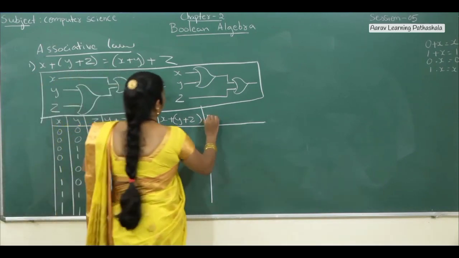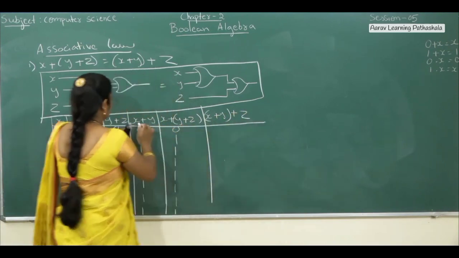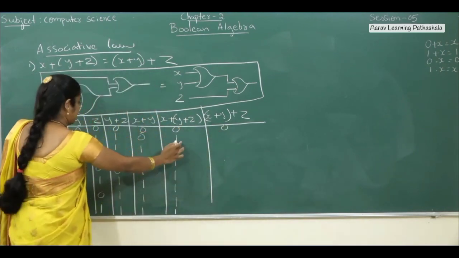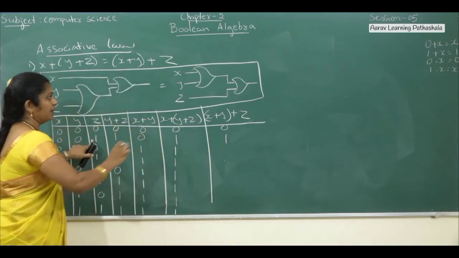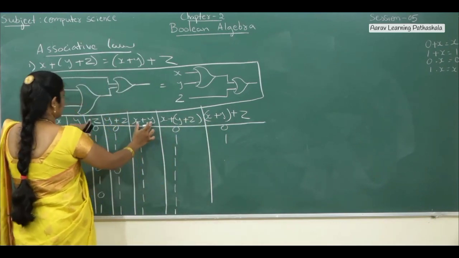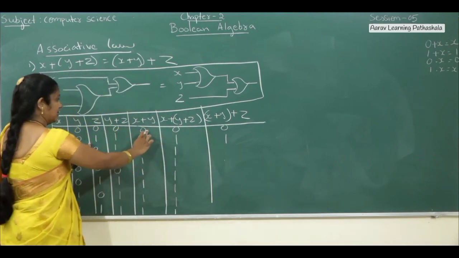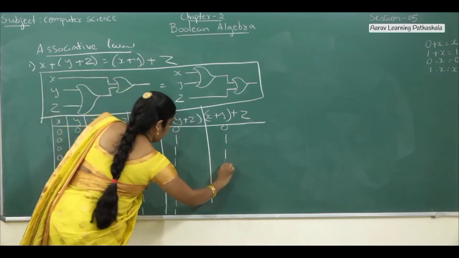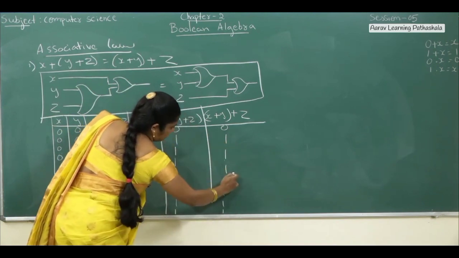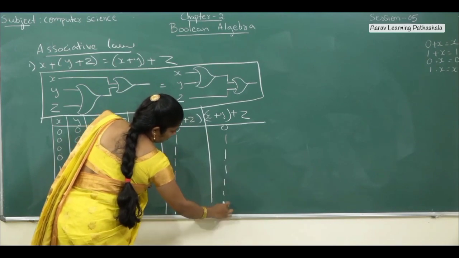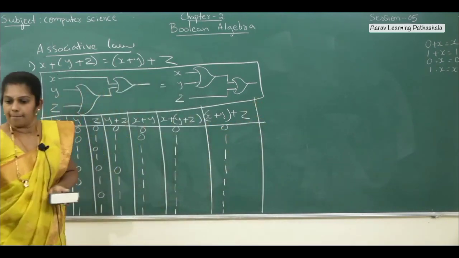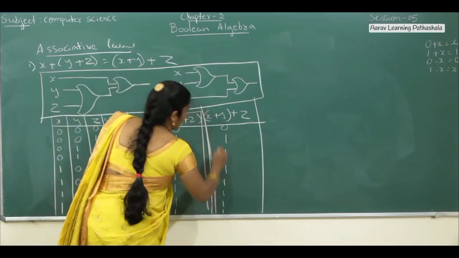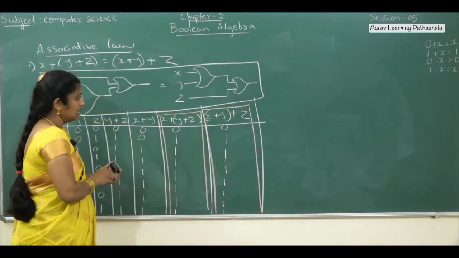Next, we will find out (x plus y) plus z. The x plus y column we will consider, as well as the z column. Here, 0 plus 0, output becomes 0. Next, 0 plus 1, 1. See the concept? You have to consider the x plus y column as well as the z column. 0 plus 0, 0. Next, 1 plus 0, 1. Next, 0 plus 1, 1. Next, 1, 1, 1, 1, 1. From this, I can see that the x plus (y plus z) column value equals the (x plus y) plus z column. This is the truth table.